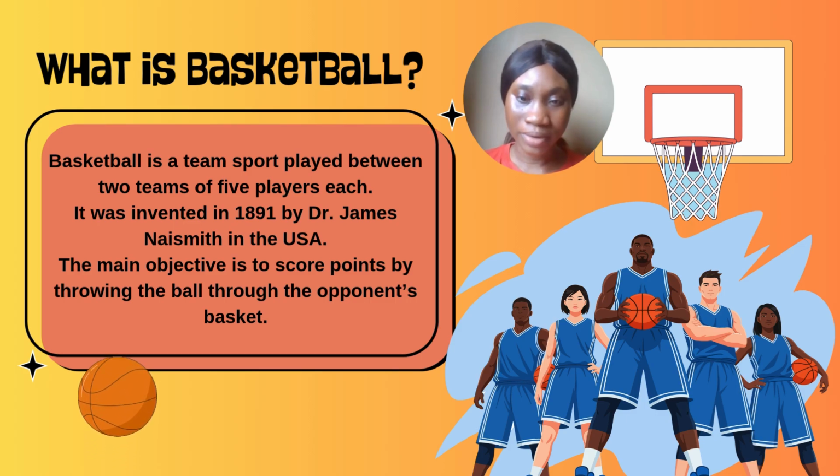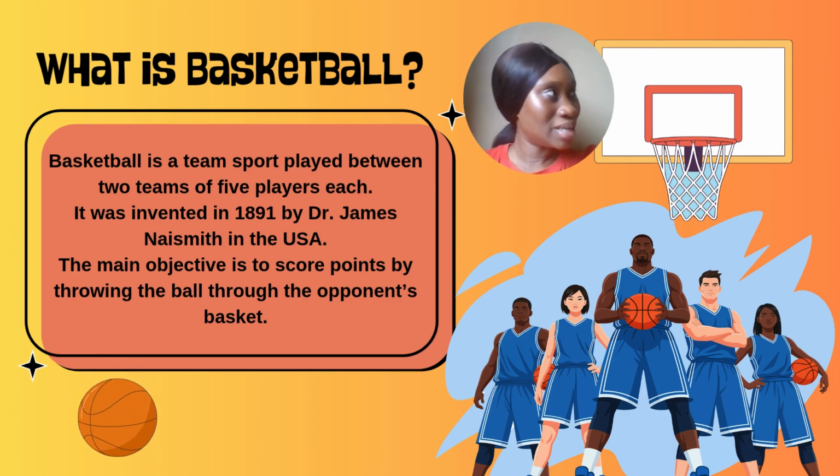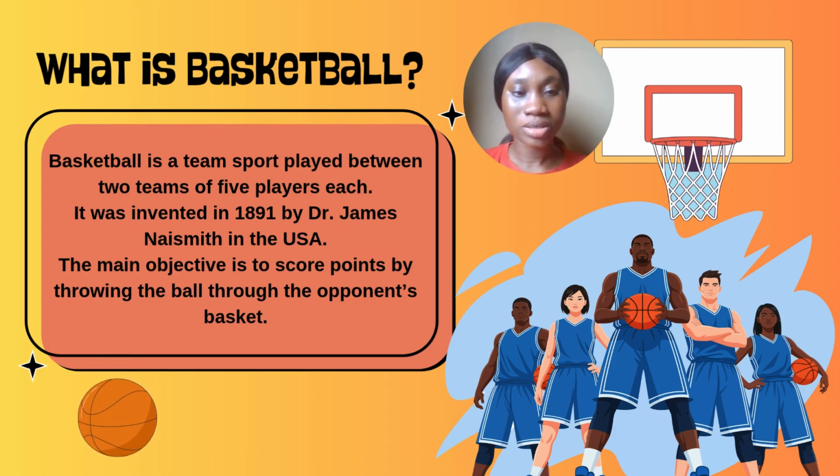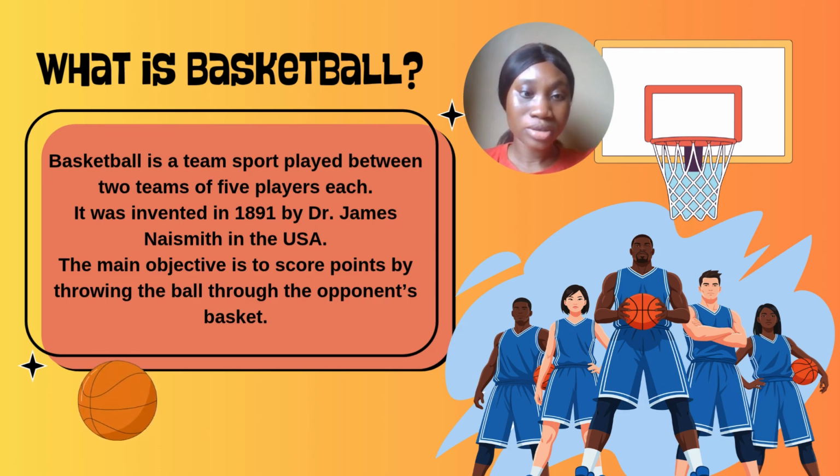What is the whole point of it? The whole point of basketball is to throw the ball through the opponent's basket. The goalpost in basketball is different from any other sport. It's made up of a basket and a hoop that is hung on a wall, or hung in the air with the help of a stand. The whole point is to see who can throw the ball the most into the opponent's basket.